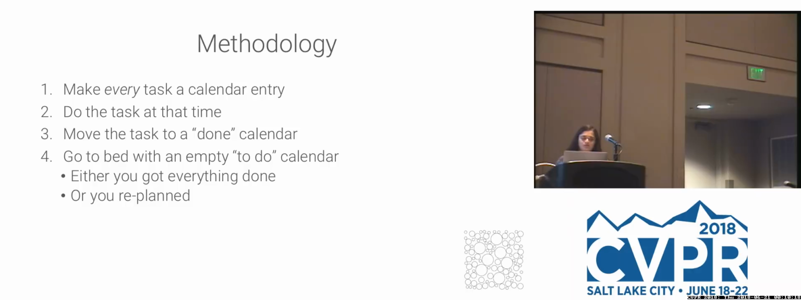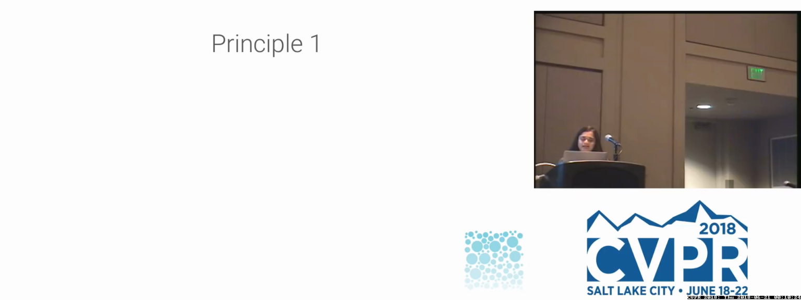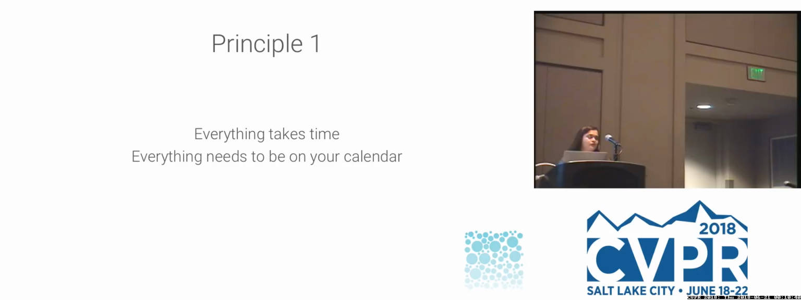All right, and so there are these seven principles that I had laid out and how I approach this, and I'll walk through each one one at a time, which will make some aspects of this methodology clear. So the main thing is everything takes time, right? Everything takes time. And that's why everything needs to be on your calendar if you're planning around your calendar, right? And so let me expand on that a little bit more.